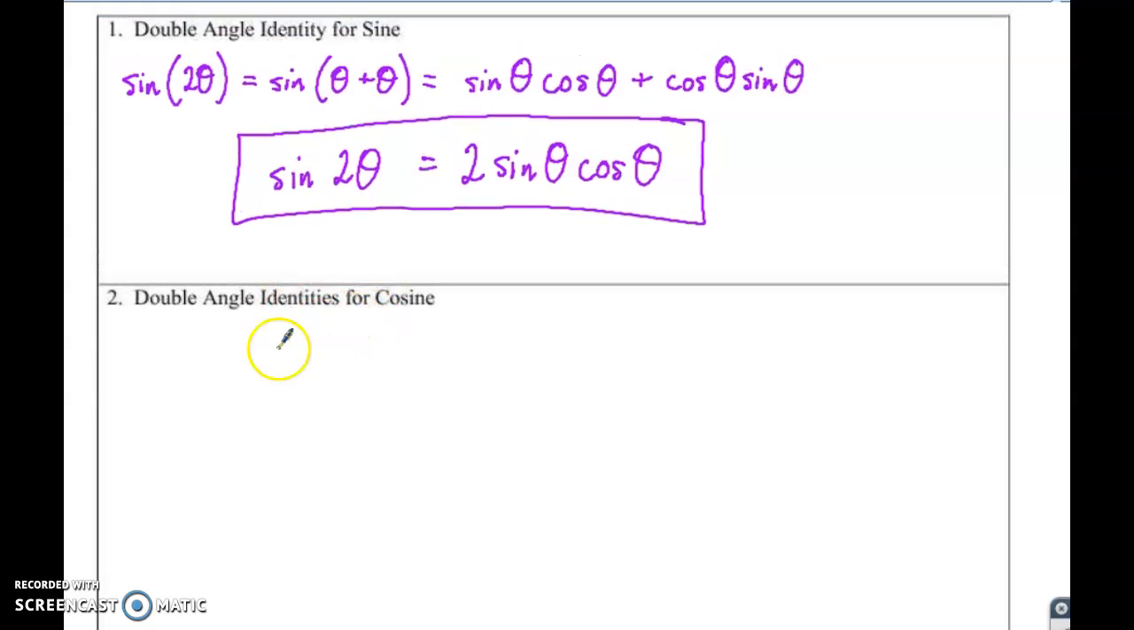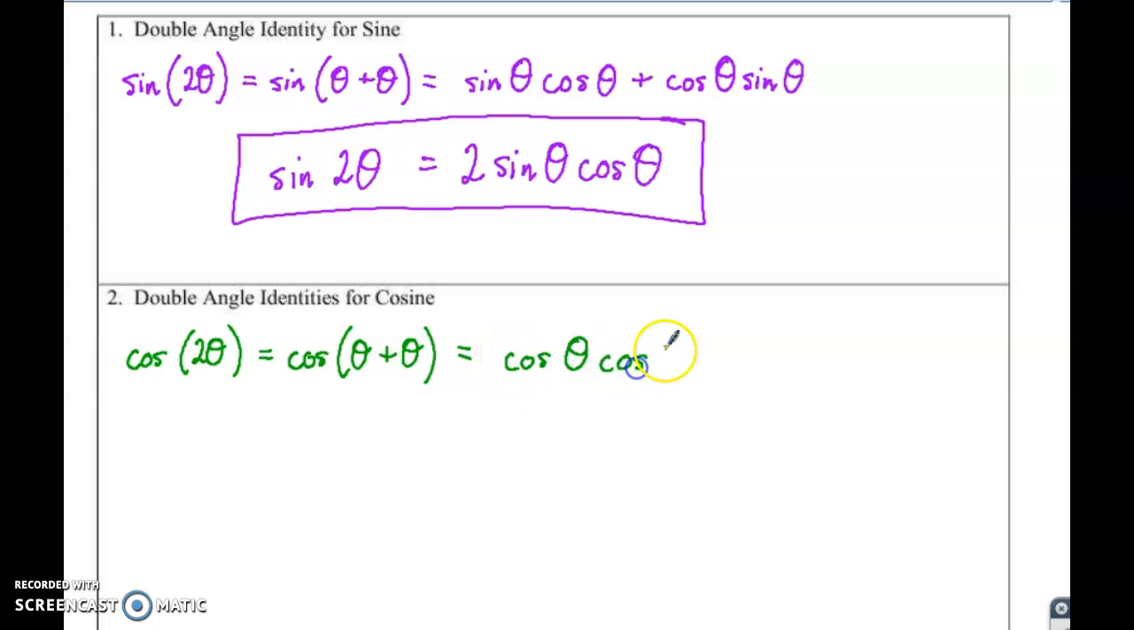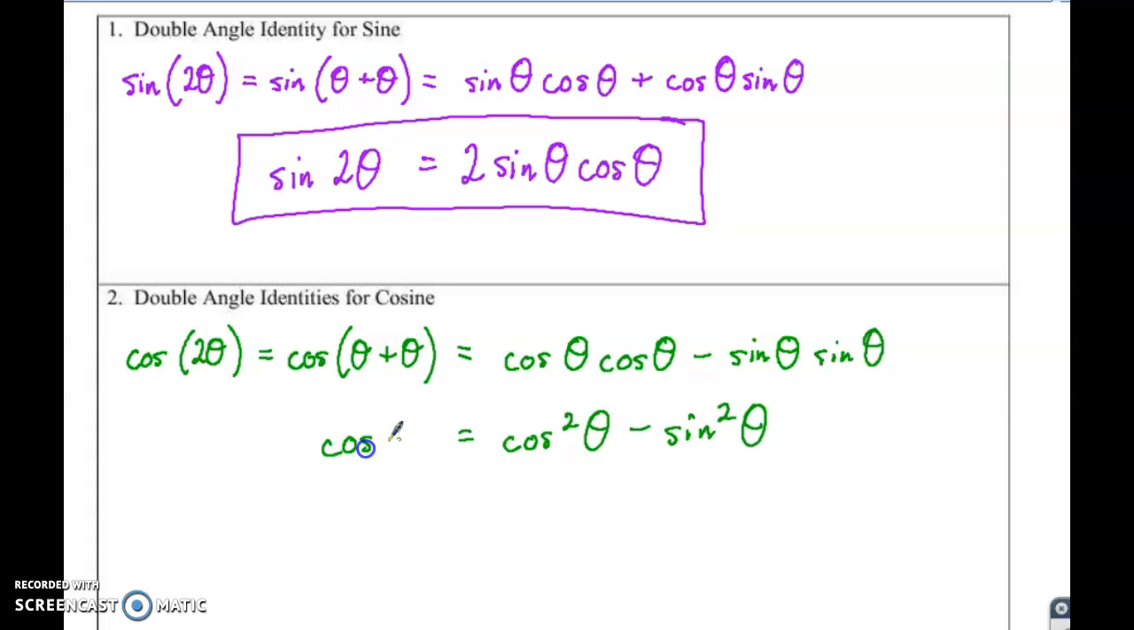And I can do the same thing for cosine. And understand that cosine of 2 theta is the same thing as cosine of theta plus theta. And if we follow from our sum formula from the previous unit, then it makes sense that you have cosine of the first angle times cosine of the second angle. Remember, it's minus with the plus, or you could just Google this formula, which is totally fine. Sine of the first angle, sine of the second angle. In other words, it's cosine squared of theta minus sine squared of theta. I like this formula the most. I don't know why, I just do.